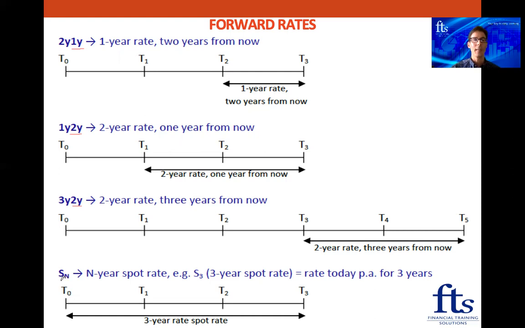And then the last one is SN, which is a spot rate. This is now an N-year spot rate. So let's say we've got, for example, S3, that's going to be the 3-year spot rate, which is going to be the rate today per annum for 3 years. So let's say the 3-year spot rate is 5%. So what does this mean? This means it's the rate today, we're going to get 5% per annum for 3 years. So if the 3-year spot rate is 5%, we're going to get 5% per annum for 3 years.